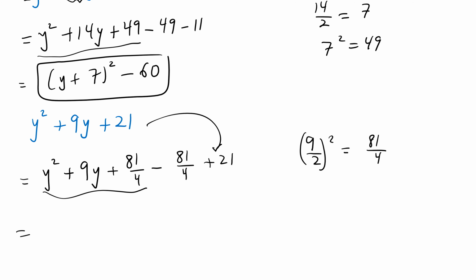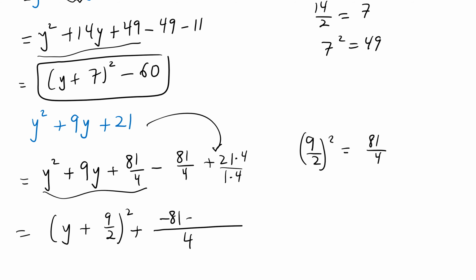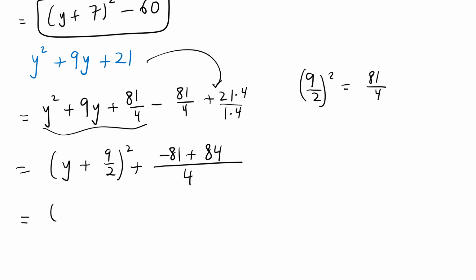So this is y plus 9 over 2 all squared. This is over 1 multiplied by 4 over 4. So let's see what we're going to get here. Plus, 4 is the common denominator. We have negative 81 plus 84. That would give us y plus 9 over 2 squared plus 3 over 4.